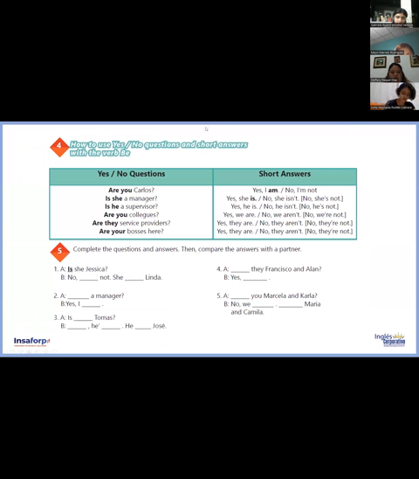Okay, we have the short answers, right? De acuerdo a la pregunta, nosotros lo vamos a responder usando el sujeto y el verbo correcto. Por ejemplo, si yo le pregunto a Sofía, Sofía, are you a student? Yes, I am. Okay, entonces vamos a responder, yes, I am o no, I'm not.